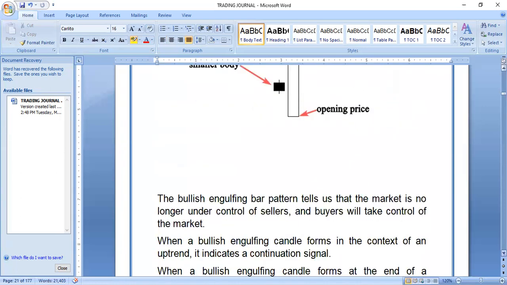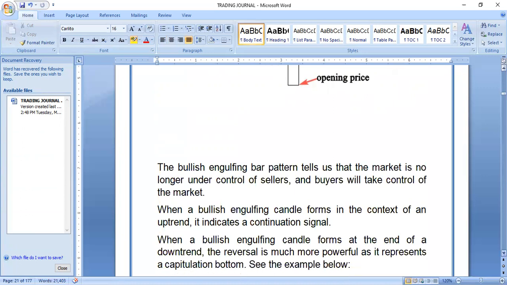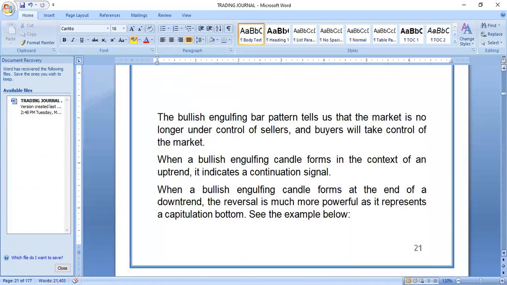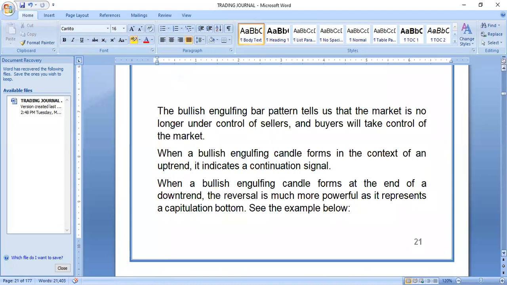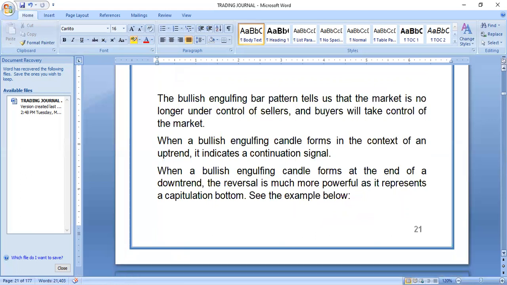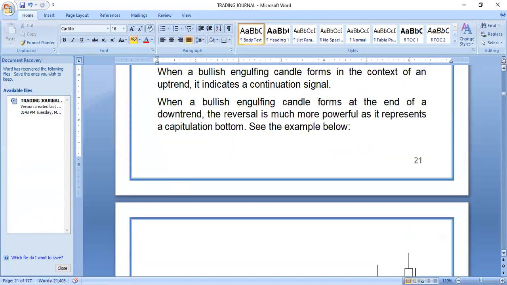The bullish engulfing bar pattern tells us that the market is no longer under control of sellers, and buyers will take control of the market. When a bullish engulfing candle forms in the context of an uptrend, it indicates a continuation signal. When a bullish engulfing candle forms at the end of the downtrend, the reversal is much more powerful. It's represented below. We have an illustration here.